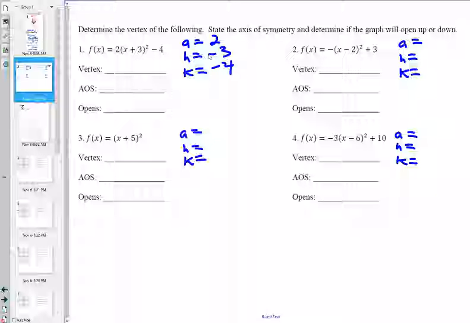What's the vertex going to be here? -3, comma, -4, because I didn't have to find h and k. I didn't have to use any formulas. It was just there. How about the axis of symmetry? Well, remember yesterday, axis of symmetry always started with x equals, and then x is going to be equal to whatever h is. So x equals -3, good. It's going to open up or down? Very good. Y up. Yep.